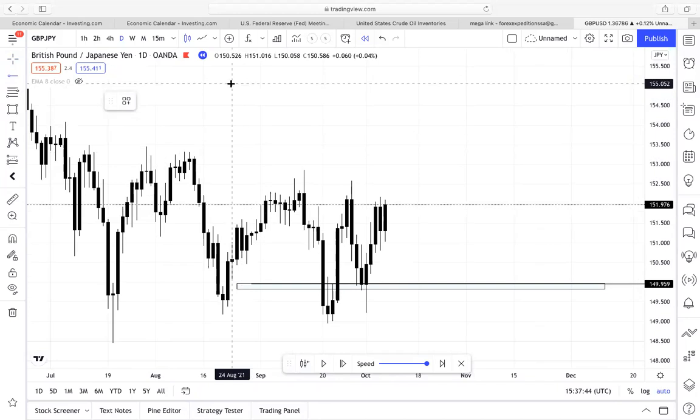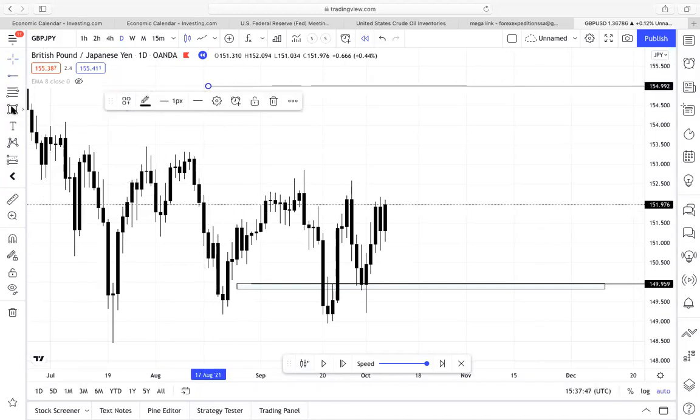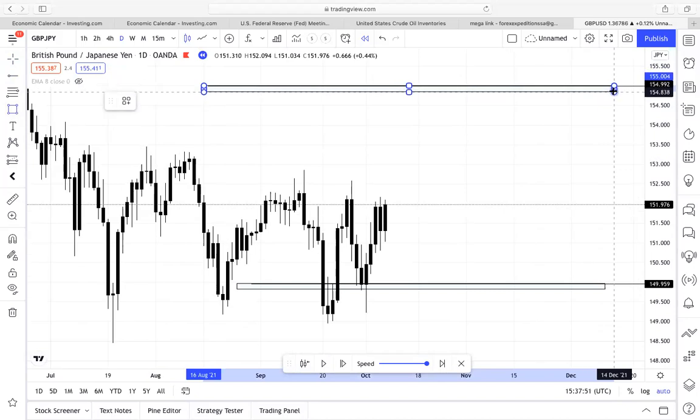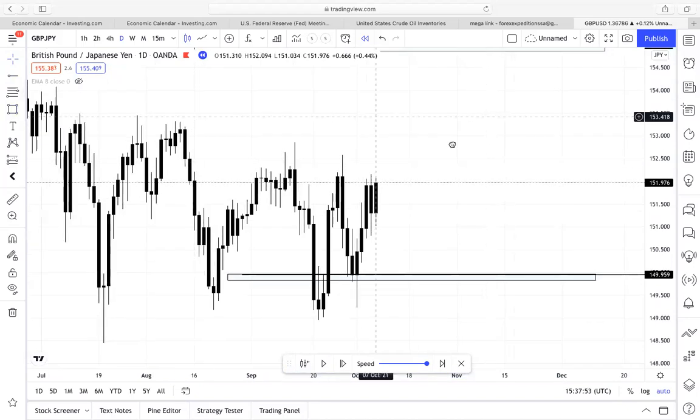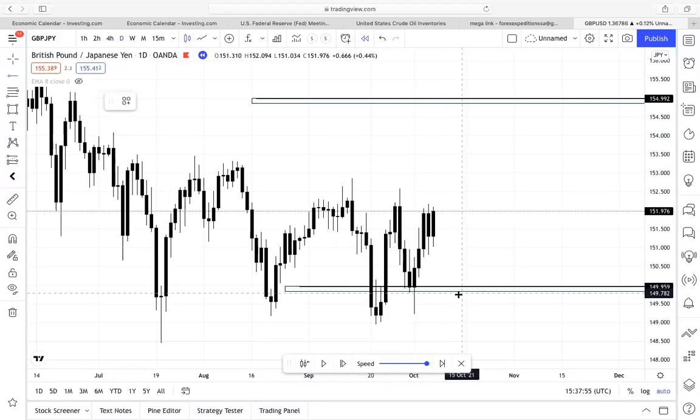Oh, yeah. Simple as that. 150 and 155. Does that make sense, guys? And then obviously the mid-level between 150 and 155 is 152.500.